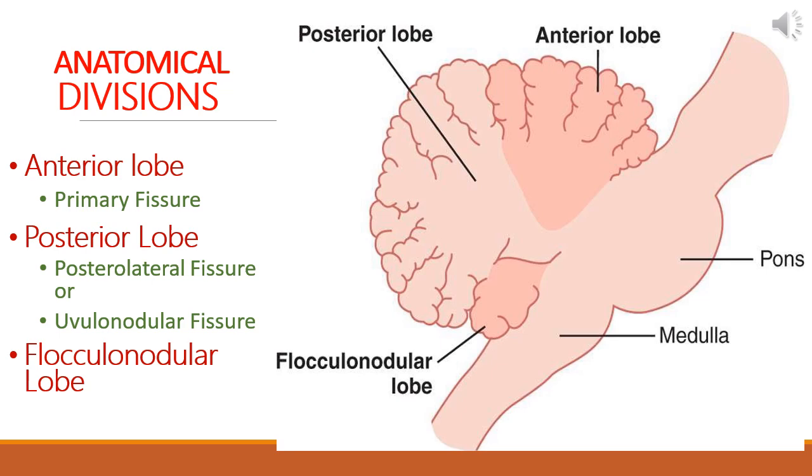Anatomical divisions of the cerebellum. Anatomically, it is divided into the anterior lobe, posterior lobe, and flocculonodular lobe by the primary fissure and the posterolateral fissure, or uvulonodular fissure. This diagram is showing the anterior lobe, posterior lobe, and flocculonodular lobe.